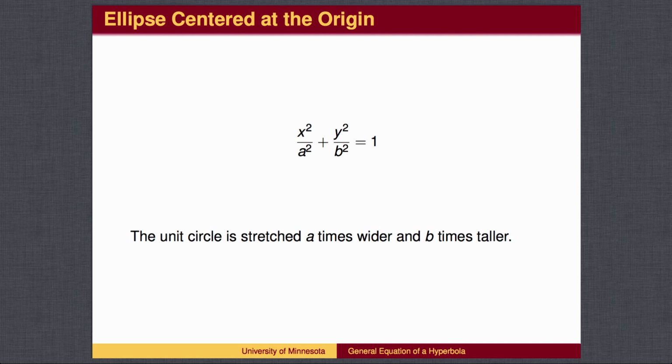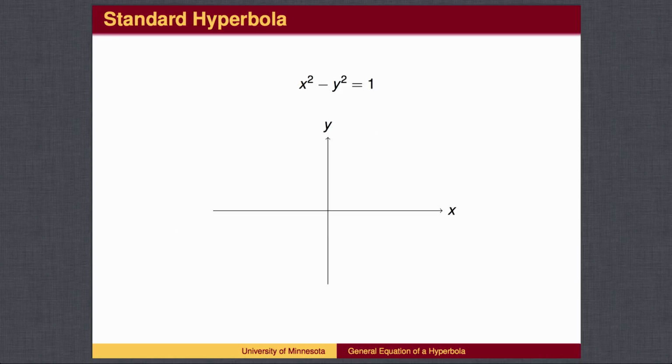Recall that we arrived at the general equation of an ellipse by stretching the unit circle x squared plus y squared equals 1. The equation of the standard hyperbola is similar to the equation for a circle or an ellipse, except one of the squared terms is negative. To see what the graph looks like, we first examine the intercepts.